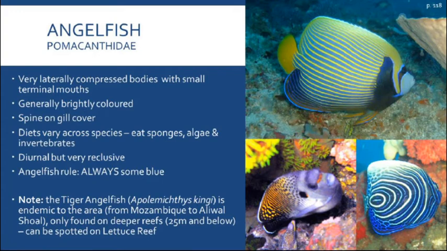Again, they are very brightly colored and they have quite a varied diet. Some species of angelfish eat sponge, some eat algae, some eat invertebrates, some eat a mixture of all of them. It just depends.